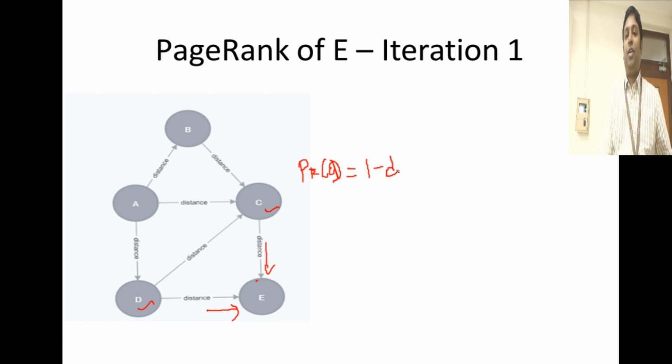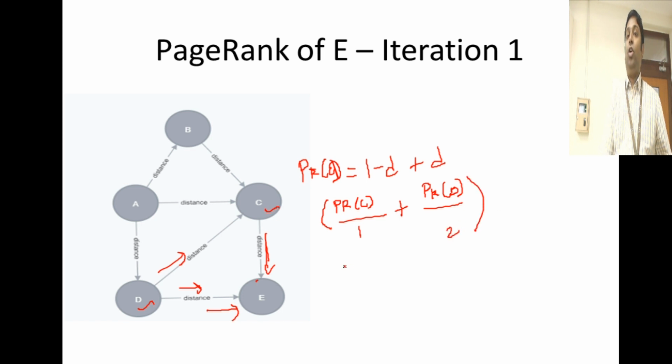Always this one comes first, 1 minus d plus d. And it is PageRank of C. So it's PageRank of C from the previous iteration divided by the total number of outgoing links from C, that is only 1. So you have only one outgoing link from C, plus PageRank of D from the previous iteration divided by the number of outgoing links from D, that is 2. So you go and substitute the values, 1 minus 0.85 plus 0.85. So you give this.